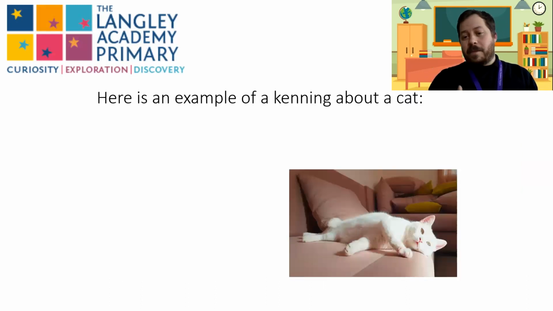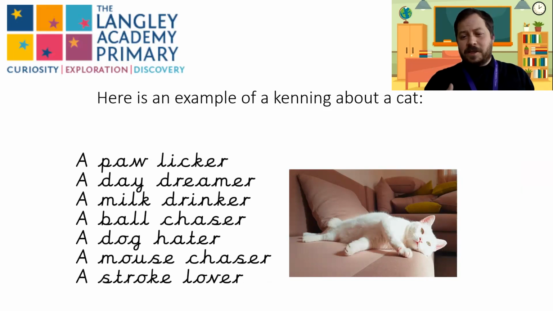So here's an example of a kenning about a cat. It's a paw licker, a day dreamer, a milk drinker, a bird chaser, a dog hater, a mouse chaser, and a stroke lover. All of these, when taken together, describe your cat. Each one on its own would also describe a cat, but you might get something else if you were thinking about some of them, like bird chaser. You could quite easily assume the bird chaser might be a dog, but when put alongside dog hater, that doesn't make any sense. So it's a little bit like a riddle you have to find out.